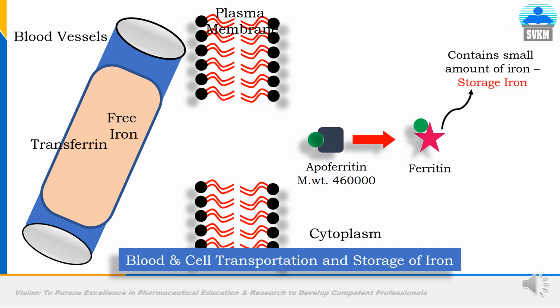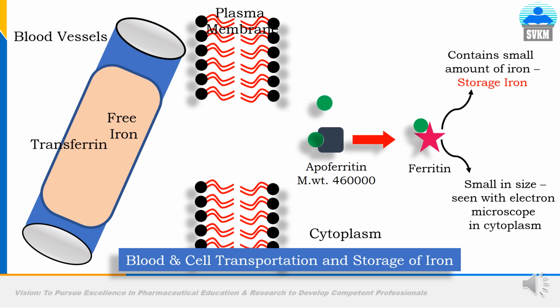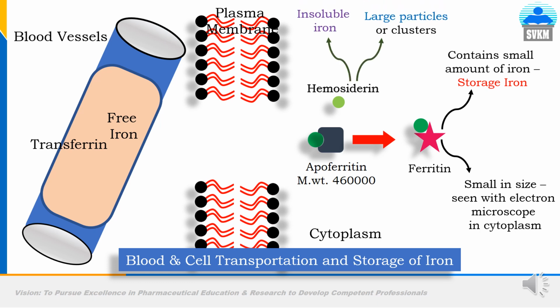That means it contains a small amount of the iron. Second point, if you closely observe with the electron microscope, ferritin is observed as small in size. The remaining free iron, which is coming into the cell cytoplasm, is an insoluble form of the iron, which is called the hemosiderin, which is having larger size, which is seen as larger particles or clusters.